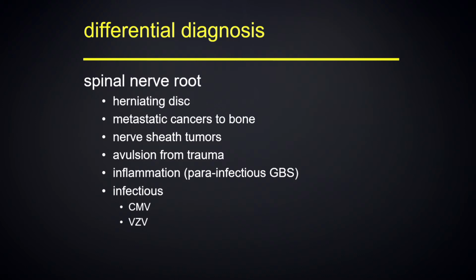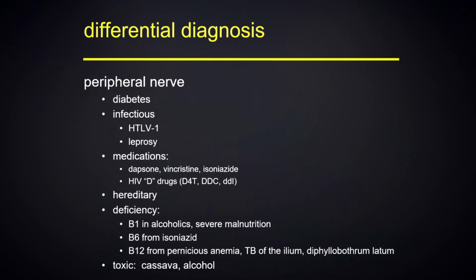The disorders that you think about here are herniating discs, metastatic cancers to bone like prostate cancer, avulsions of the nerve roots from trauma in a motor vehicle accident, para-infectious entities like Guillain-Barré syndrome, which classically manifests with low back pain following a GI or respiratory illness, that then produces ascending sensory symptoms, ascending weakness, and areflexia throughout, and other infectious entities like cytomegalovirus and varicella zoster virus.